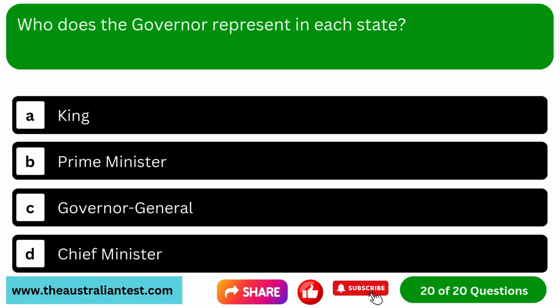Question 20. Who does the governor represent in each state? Option A, King. Option B, Prime Minister. Option C, Governor General. Option D, Chief Minister.